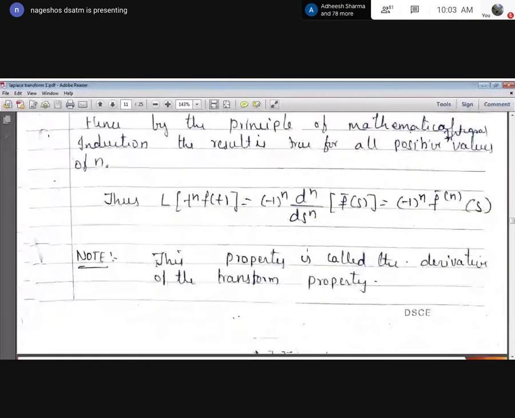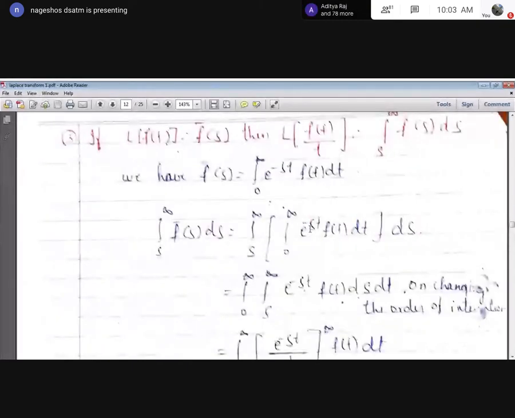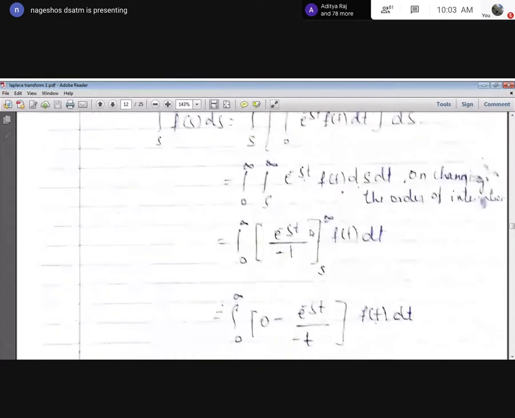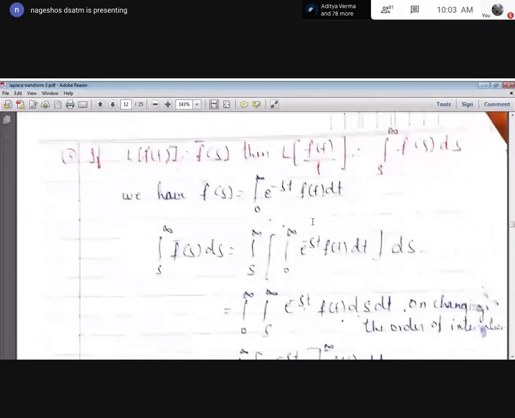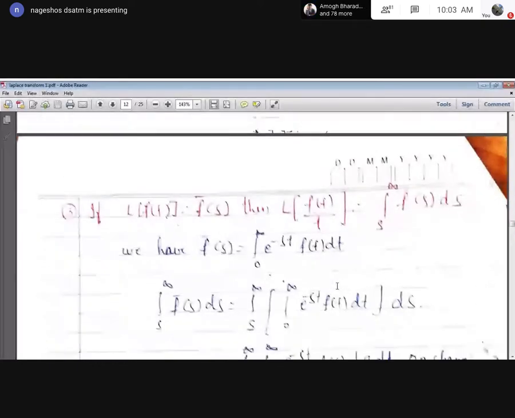This property is called the derivative of transform property. This is not visible properly; it was not scanned properly. The third property: if L of f of t equals f bar of s, then L of f of t by t equals integral from s to infinity of f bar of s ds.